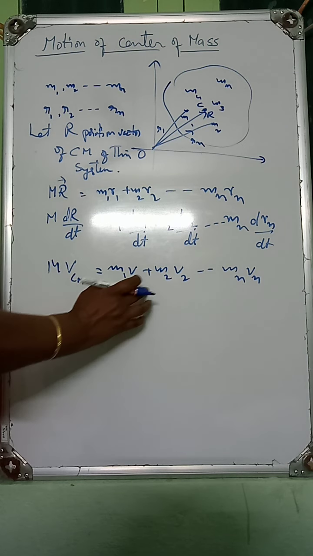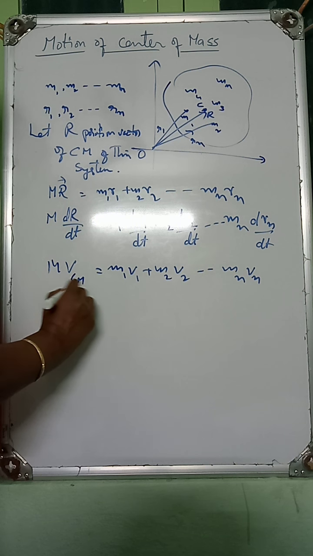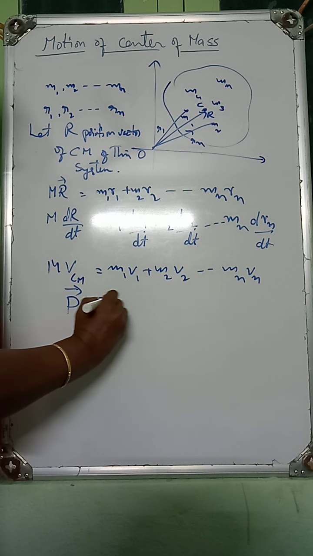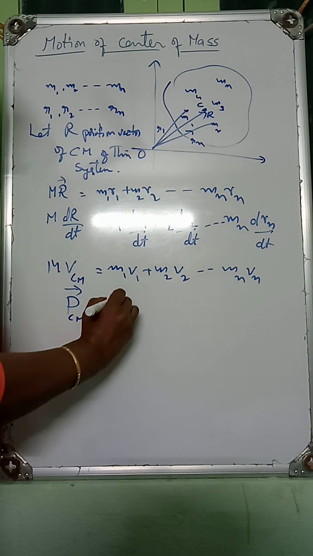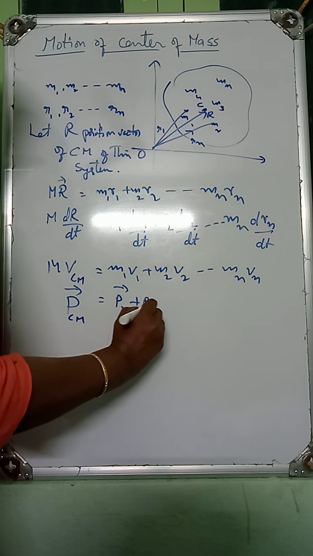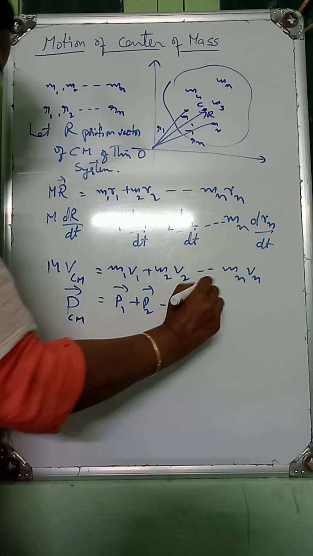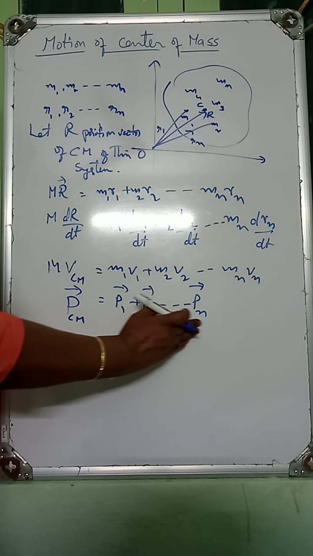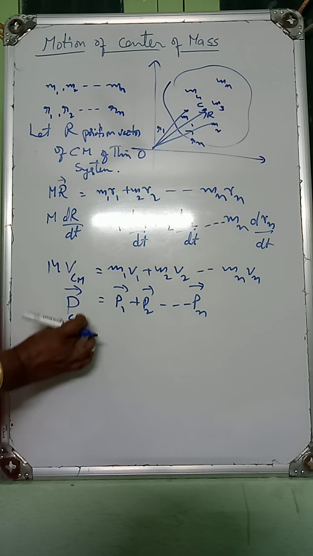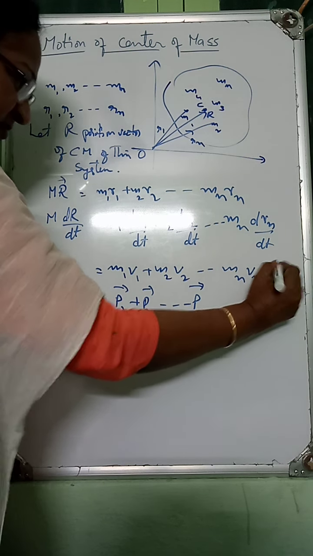The product of mass and velocity gives momentum. So capital P is the momentum of the center of mass. This is equal to the momentum of the first particle plus the second particle, and so on up to the momentum of the nth particle. The vector sum of the momentum of all particles is equal to the momentum of the center of mass. Let it be equation 1.